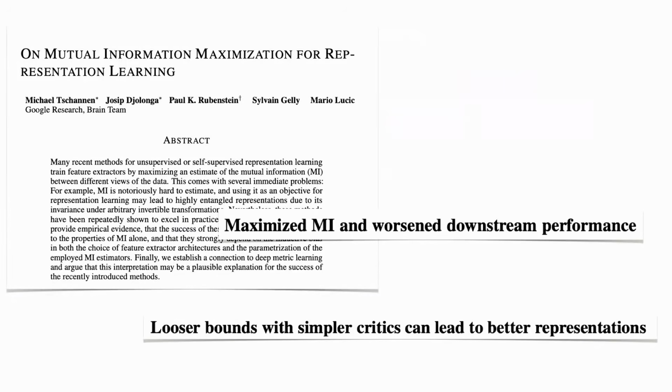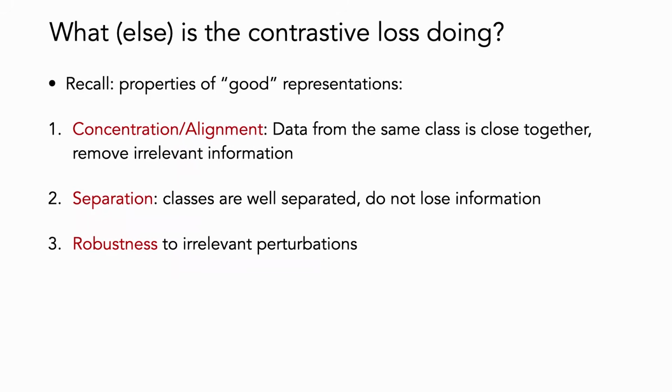And there's been some interesting work, specifically this work, that showed that if, instead of using the standard contrastive losses, you just explicitly maximized mutual information alone, it actually worsened downstream performance. And looser bounds with simpler critics led to better representations. So essentially, the contrastive loss has to be doing something else. It's not just maximizing the mutual information between things that are similar. So what else is it doing?